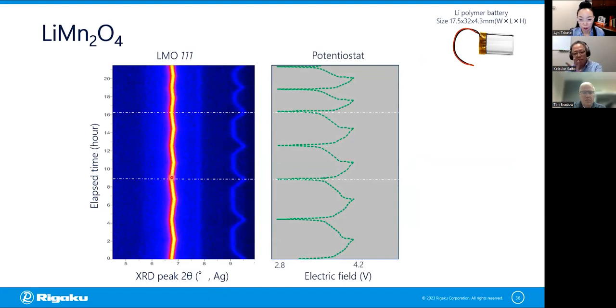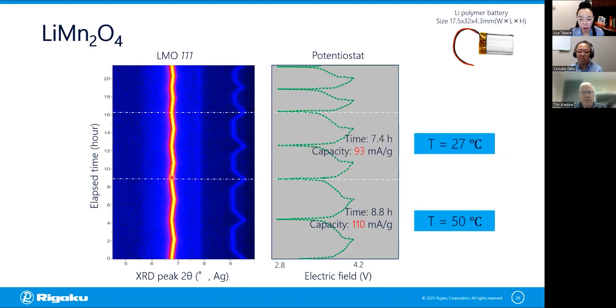Now I am plotting the potentiostat profile. The two white dotted lines are separating different temperature conditions. For the first temperature, we started from 50 degrees Celsius, and we found the capacity of the battery was 110 milliamps per gram. This is two cycles.